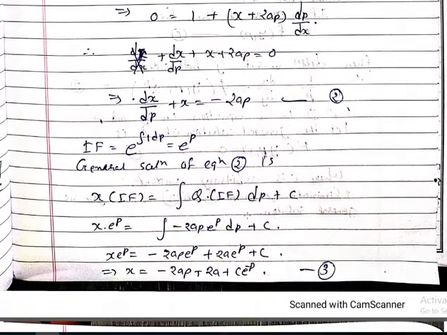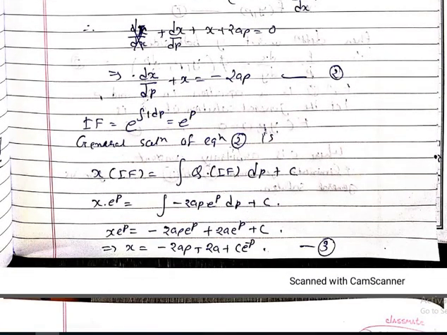Again it is a form of linear, so dx by dp plus x is equal to minus 2ap. So the integrating factor is e raised to integration 1 dp, that is e raised to p, and the general solution is x into IF equal to integration Q into IF dp plus c. So x e raised to p is equal to integration minus 2ap into e raised to p dp.